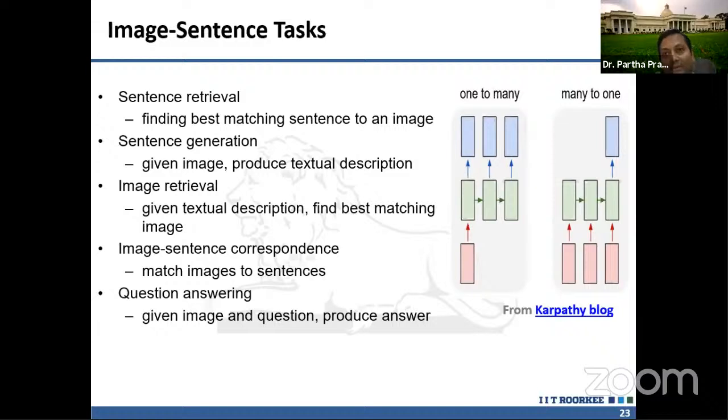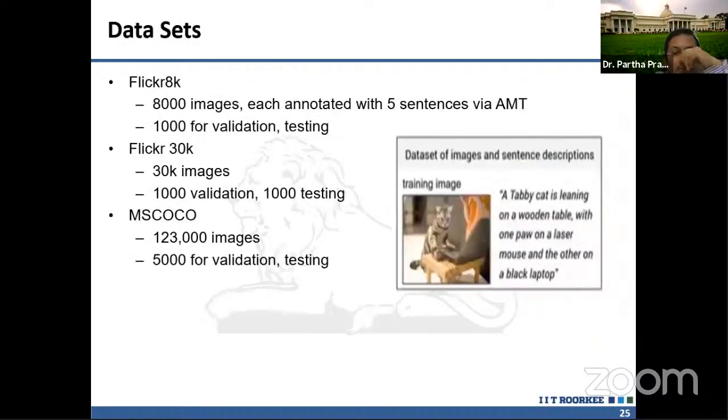Okay, so like this, question answering, sentence to image retrieval, image to sentence retrieval, these are all possible using this CNN RNN combination. CNN and RNN are both very powerful, and they can be combined together to give you very good results in many of the latest applications. I'll also show you some of the other applications.